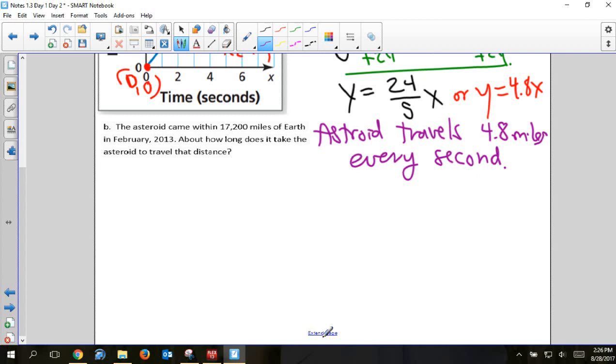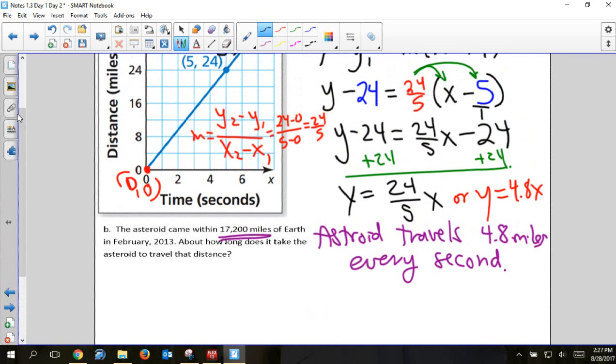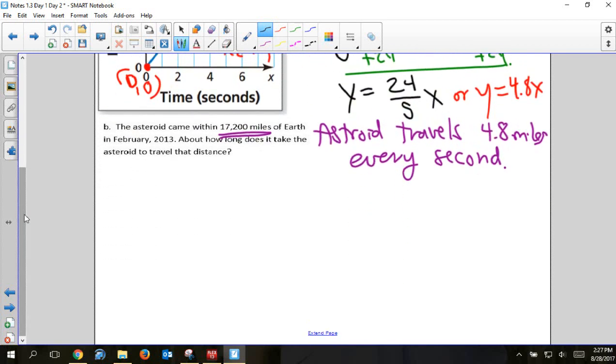So this 17,200 is the miles. So we will plug that part in. Which one's miles, X or Y, according to the graph? The distance in miles is the Y. So I'm going to put 17,200 in for the Y, and then I'll have equals 24/5 X. We have to solve for X.